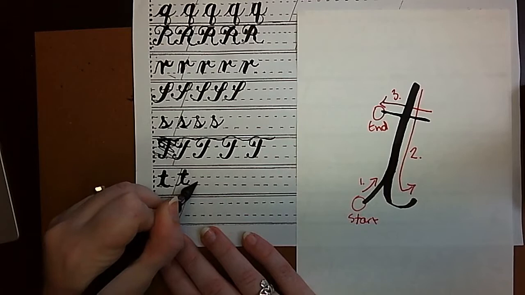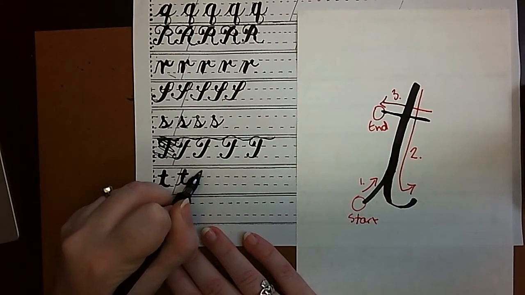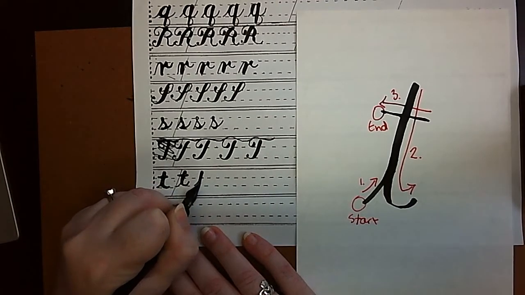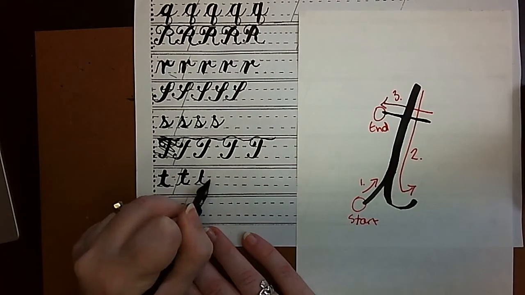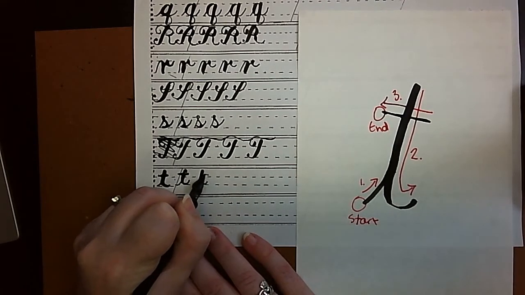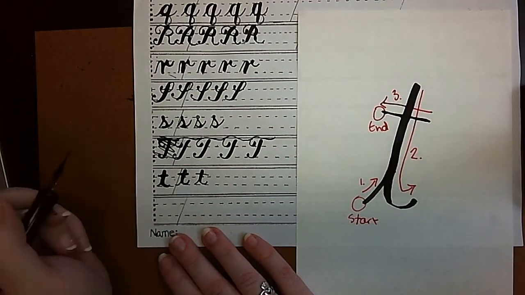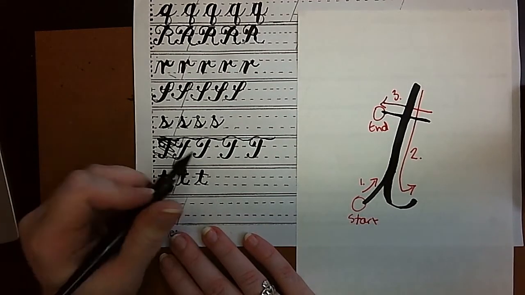Start with an entrance stroke in the X space. In the header, I'm going to pull a line down, curving off to the right, and then at the bottom of the header, pull a line toward the left. I'll do that one last time.